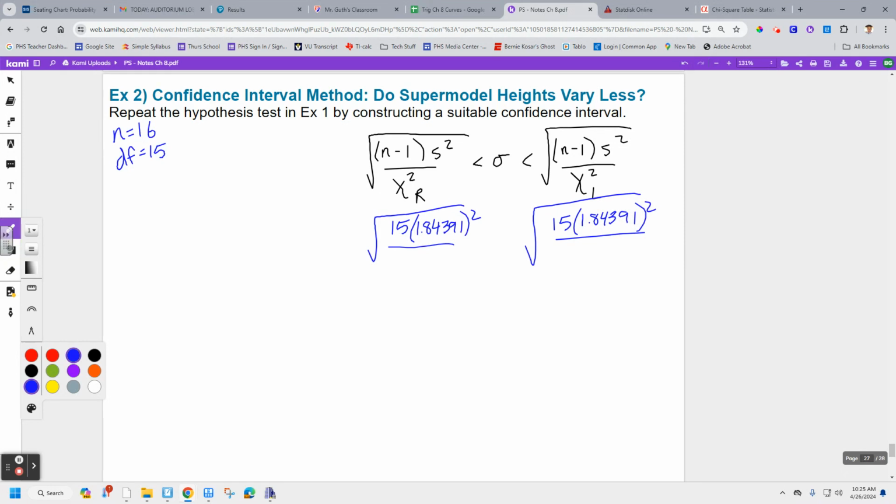But we need the chi-squared right and the chi-squared left values in order to proceed. If you think about it, we have to think about what this picture would look like. That alpha was 0.01, and since we need a left and a right, you can think about this picture.